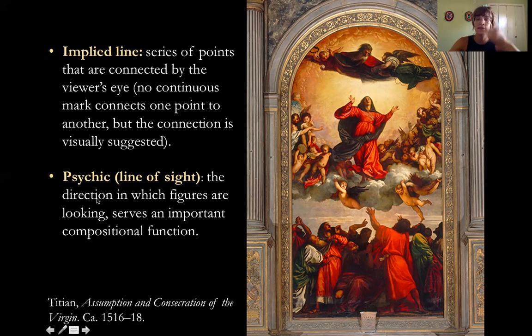And within this, this can happen in a number of ways. If we were together, I would ask you, look at the piece here by Titian, the Assumption and Consecration of the Virgin. Where does your eye go? You'd probably say it moves upward, right? And yes, that's what the artist wanted to happen. So we have three groups of people here.